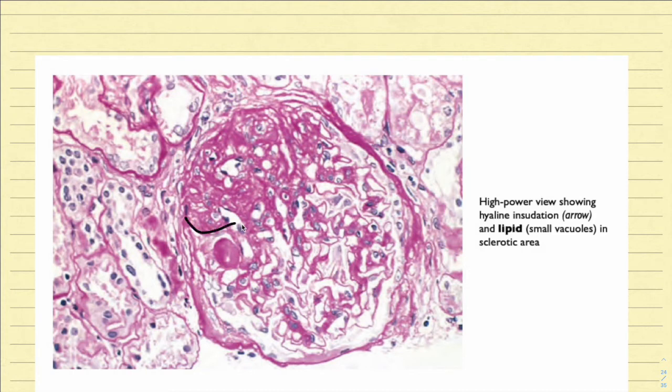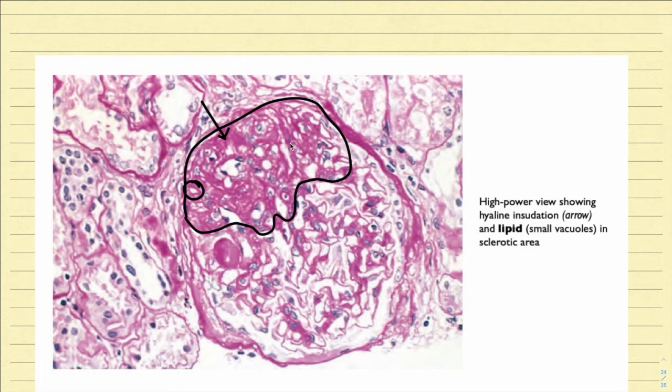So again, can you appreciate over here? This is the part which is classically involved. Can you also see that some of the capillaries have collapsed? Okay, they are on the verge of collapsing. Yes. Can you see there's an excess amount of extracellular matrix deposition?